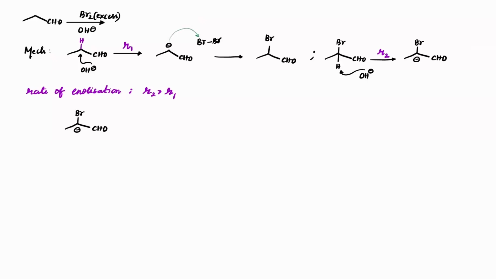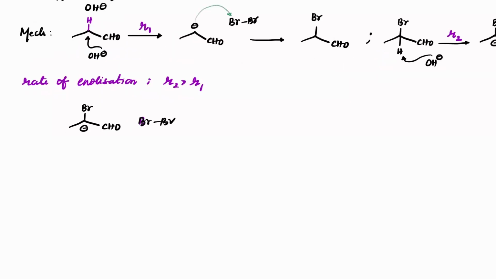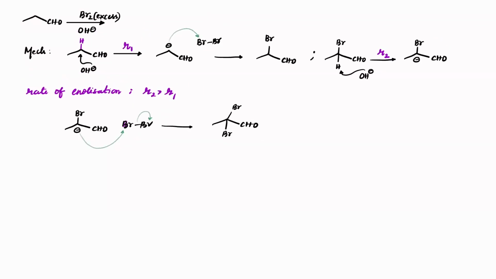And now again, when you react with one more mole of Br2, I mean Br and Br here, this minus charge will attack, Br would leave, and that makes it 2 Br group and CHO. So from here we can say when it comes to the base catalyzed mechanism, you can replace all the hydrogens present on the alpha position.